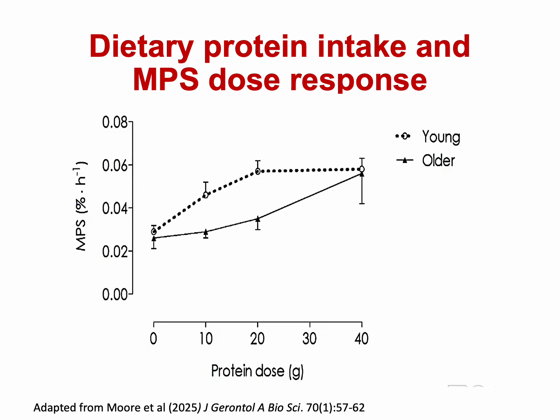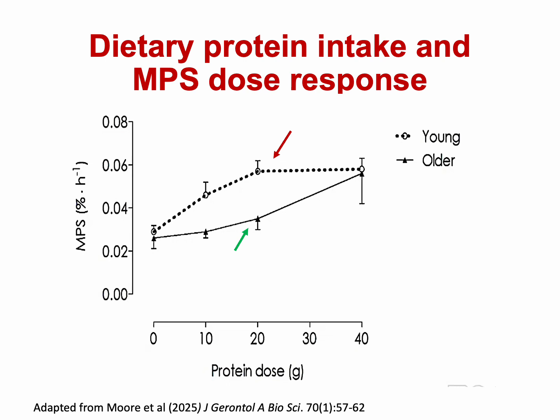For younger individuals, shown by the dotted line, as the amount of protein in the meal increases, there is a graded rise in the rate of muscle protein synthesis up to a maximal effective dose of above 20 grams per meal. Consuming more than that amount, such as 40 grams, does not further increase muscle protein synthesis.